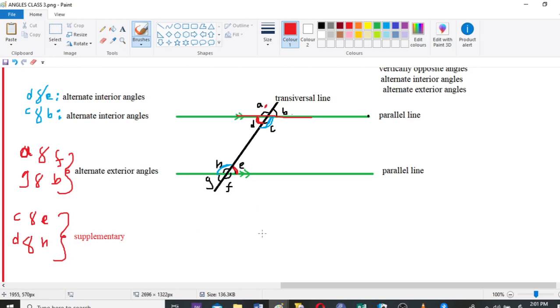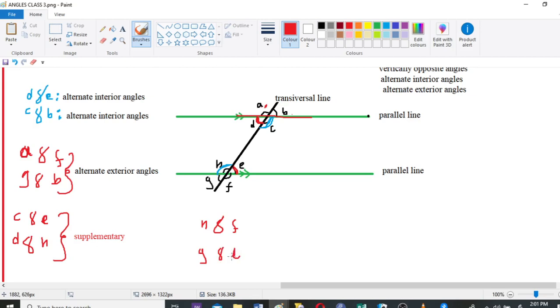Now we're remaining with one there. So that one, look at what angles are. Suppose we have H, we look at H and F, and also look at G and E.